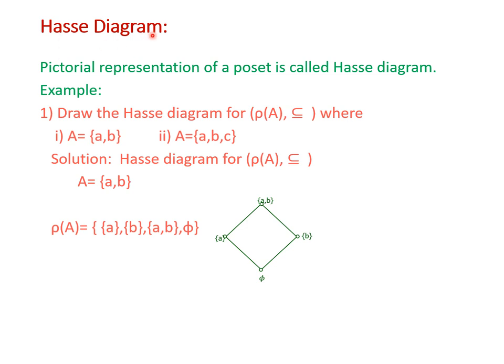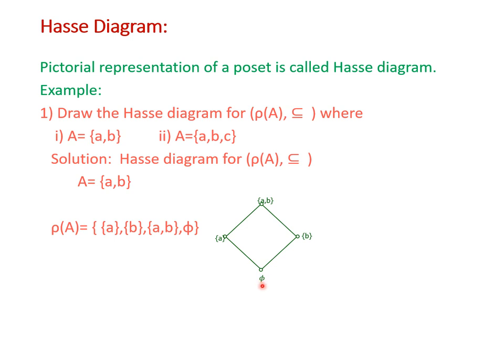We will see the Hasse diagram definition. Hasse diagram means it's a pictorial representation of a poset. We consider an example. A set contains two elements A, B. So how can we write a Hasse diagram for this? Here the relation is contained. So first we write the power set for this set: empty set, singleton sets A and B, then AB together. For this, we'll draw the diagram.